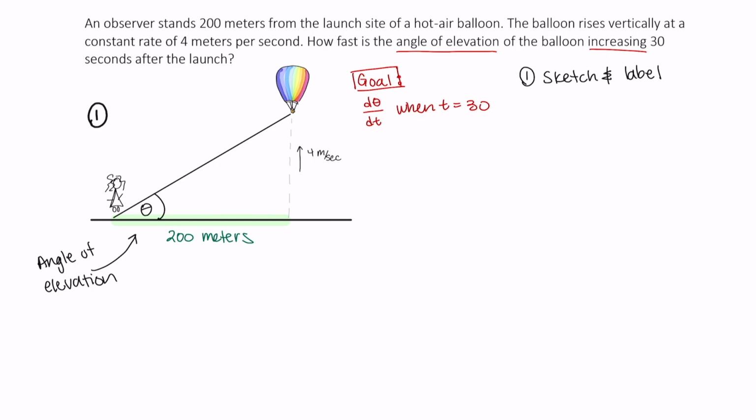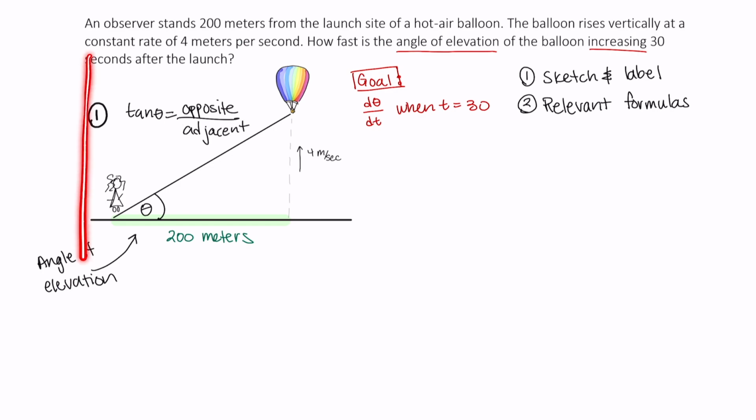We've sketched, we've labeled. Let's think of any relevant formulas now. So that is step 2, relevant formulas. Well, I know I am interested in the rate of change of this angle. I'm given the length adjacent to that angle, and I'm given a rate of change opposite to that angle. And when I hear opposite and adjacent, I think tangent. So the formula I'm going to use is tangent of theta equals opposite over adjacent.